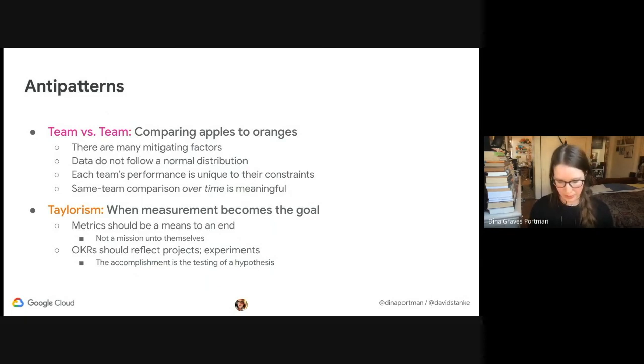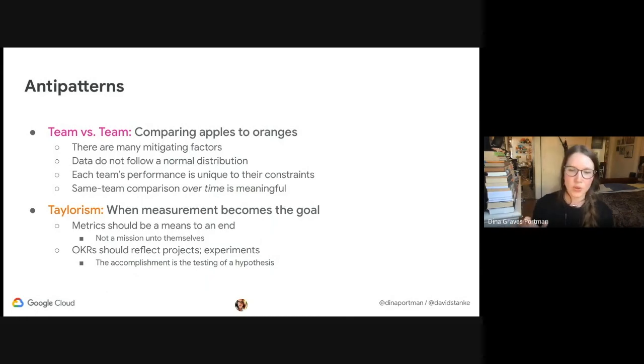Okay, just a little talk about some anti-patterns. We really envision people using the dashboard to help identify where they need work in improvement, and then to conduct experiments against it. We do not want people to start pitting teams against teams, because it's not very helpful. Your project may come with a completely different set of tech debt than another team's project. And secondly, the data doesn't have a normal distribution. Each team's performance is just unique to whatever constraints they have. So the thing that is helpful is a same team comparison over time.